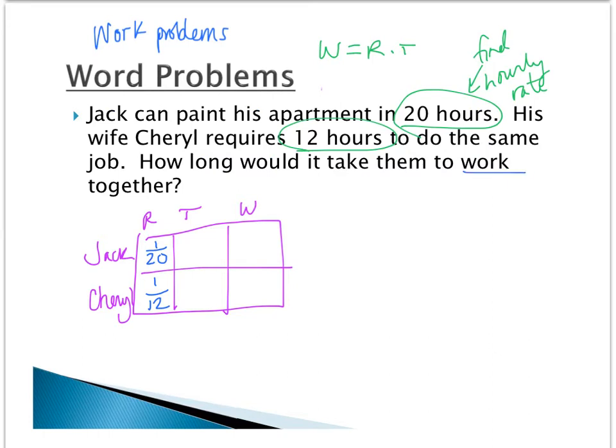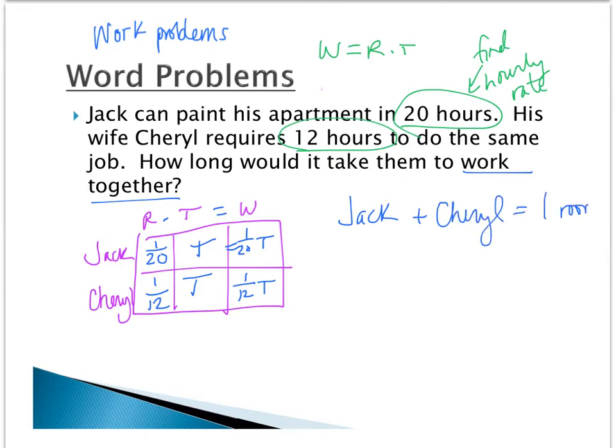How long would it take them to work together? If they're working together, this means that their times are the same, so we can put T here and T here. Now their work is going to be the product of their rate times time. So that gives me 1/20th T and 1/12th T. And I can think about this like Jack's work plus Cheryl's work adds up to equal 1 painted room. So I'm going to take the work that Jack does, 1/20th times T, and add it to the work that Cheryl does, 1/12th times T, and that is equal to 1.